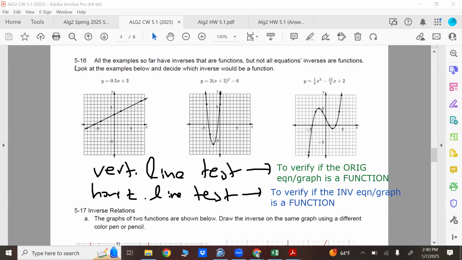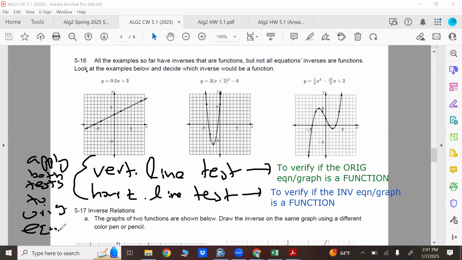Okay. And you apply both tests to the original equation or graph. So let's use red here. If I draw a bunch of vertical lines, how many times does it touch? No, each vertical line. Sorry, each vertical line. Just once. Once. Sorry, I wasn't clear about the question.